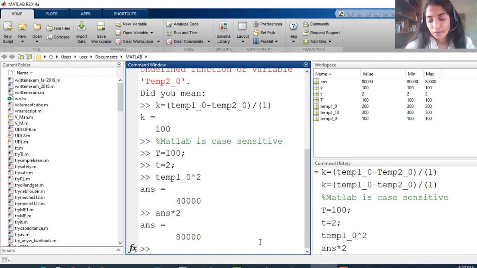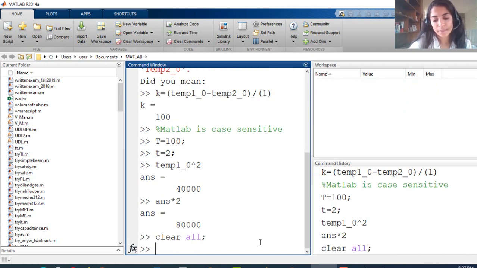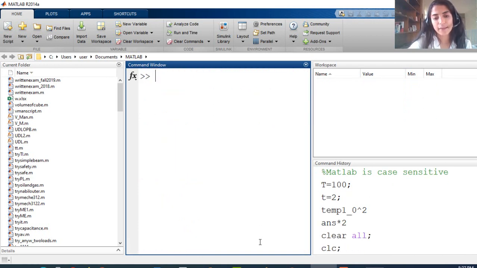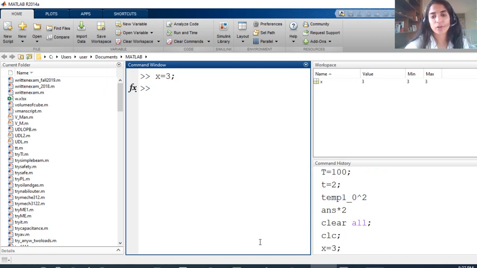Now the last part that I will go over today is basically the assignment operator. So what I'm gonna do is to clear all my variables and then to clear my command window. Basically, guys, if I need to define, let's say, x is equal to 3, what happens in my workspace? Whenever you click on enter, you will have x defined in your workspace as 3.